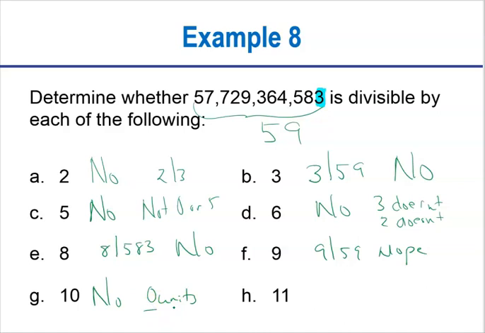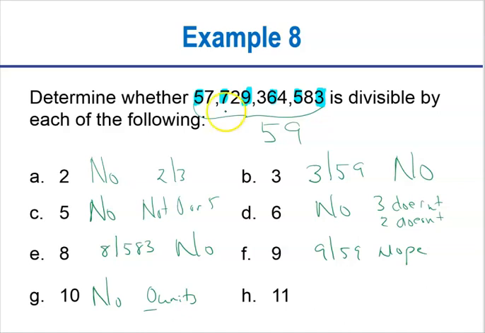And finally, does 11 divide that large number? Now, we got a little bit of work to do. Remember, we've got to add up the even powers, or the even positions. 10 to 0, 10 to the second, 10 to the fourth, 10 to the sixth. I have them highlighted, so it's the ones place, the hundreds place, the 10,000s, the millions, the 100 millions, and the 10 billion. We're going to add all those together.